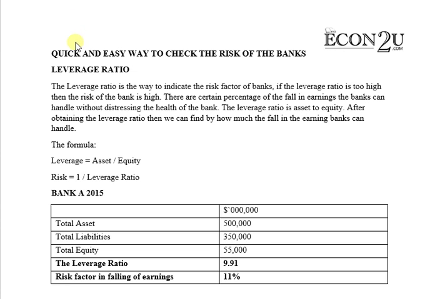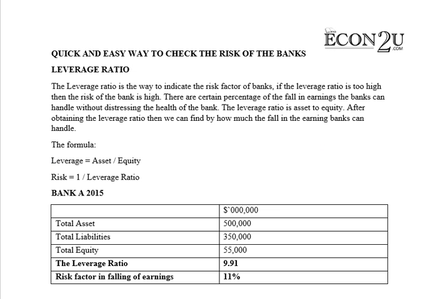So let's get started. The leverage ratio is one of the ways to know how much risk the banks can handle, and you can find more details by googling it. There is a lot of information on the leverage ratio, and you can also find the full article on this topic at my website econtree.com. The formula for the leverage ratio is assets over equity, and once we get the leverage ratio, we calculate 1 over the leverage ratio.